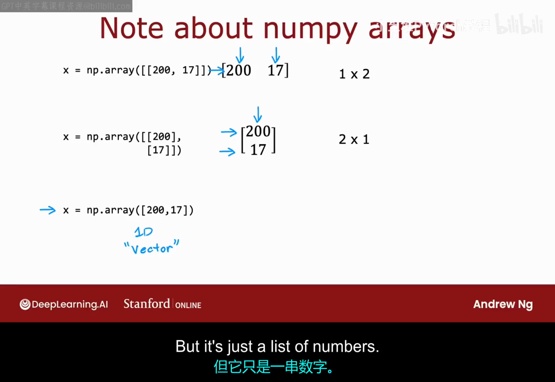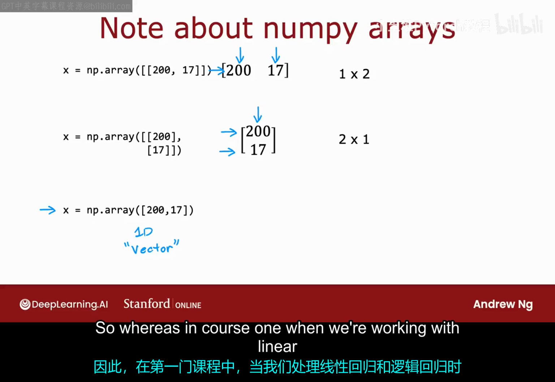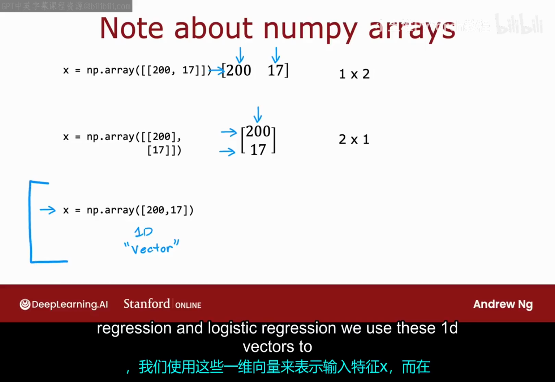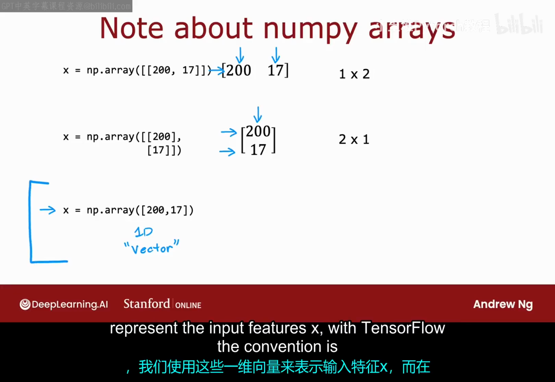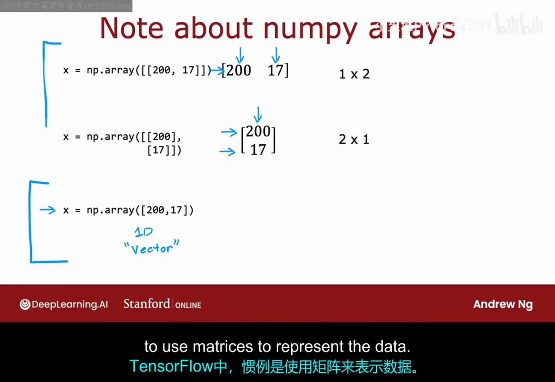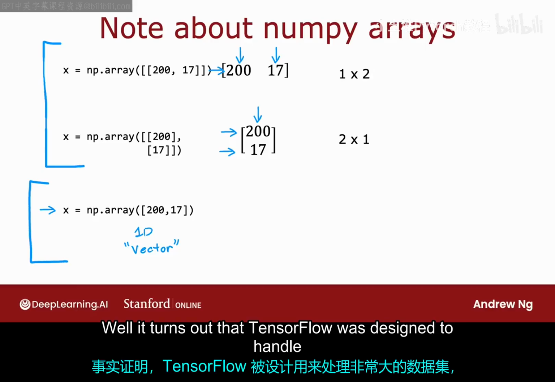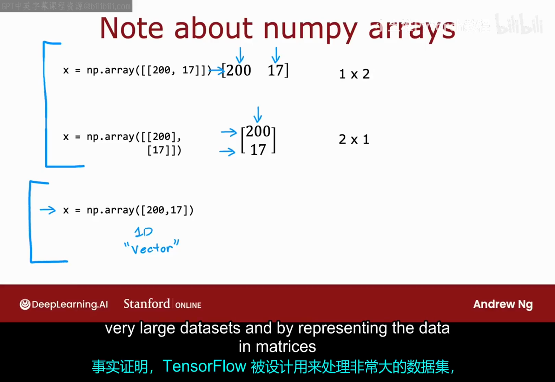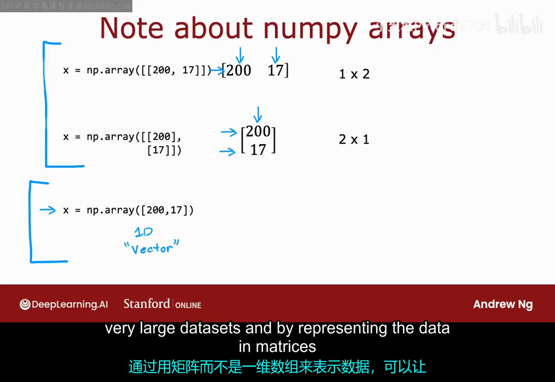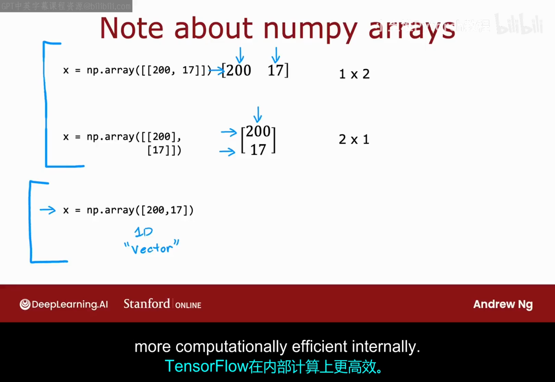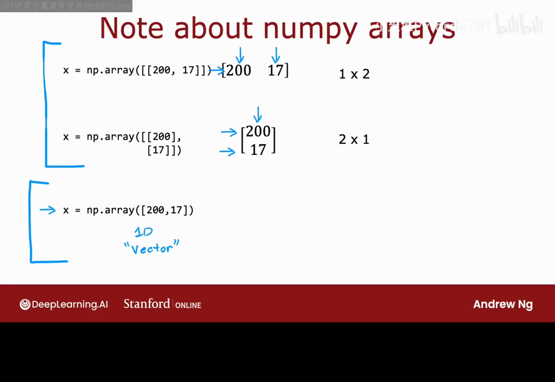But it's just a list of numbers. So whereas in course 1, when we're working with linear regression and logistic regression, we use these 1D vectors to represent the input features X. With TensorFlow, the convention is to use matrices to represent the data. And why is there this switch in conventions? Well, it turns out that TensorFlow was designed to handle very large data sets, and by representing the data in matrices instead of 1D arrays, it lets TensorFlow be a bit more computationally efficient internally.